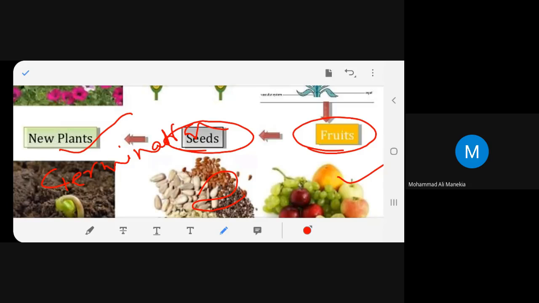Tell me. Germination. Any problem? This is the sequence. And after germination, what do we get? A new plant with flowers. Yes? Any problem? Any difficulty?